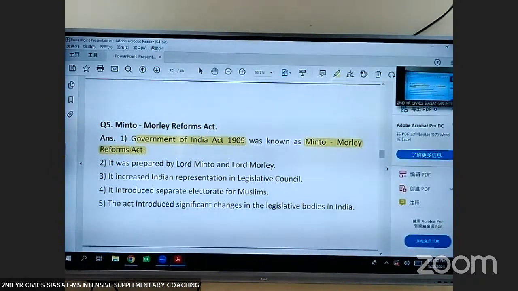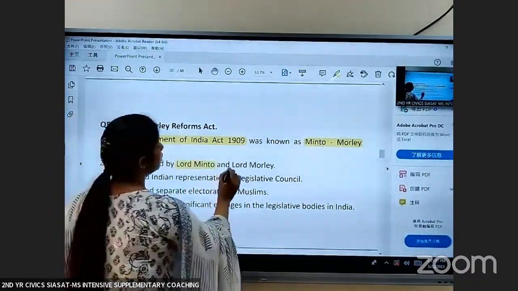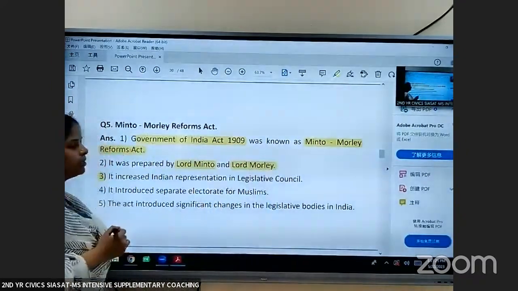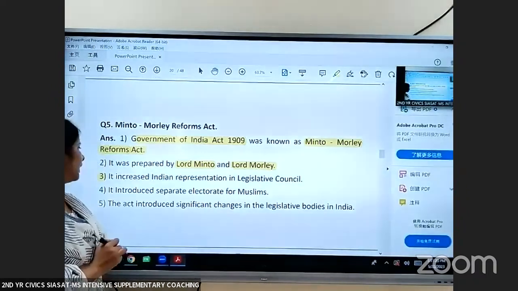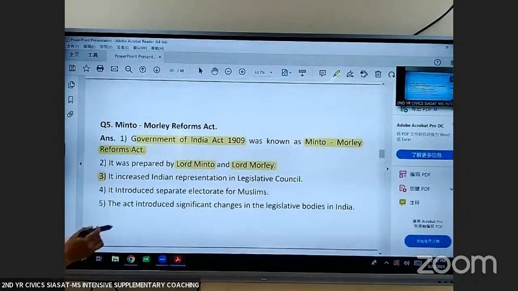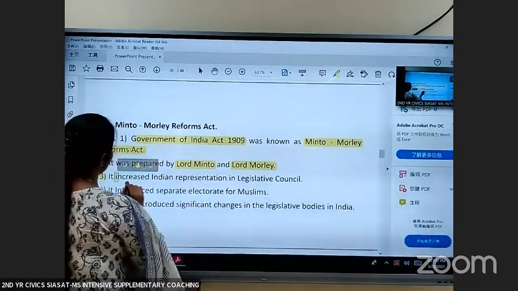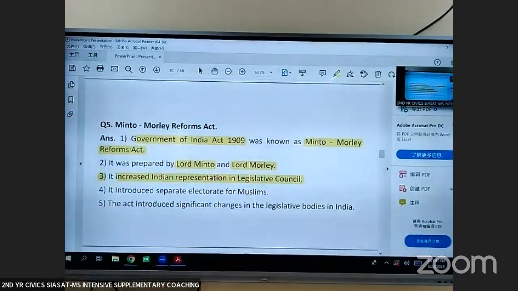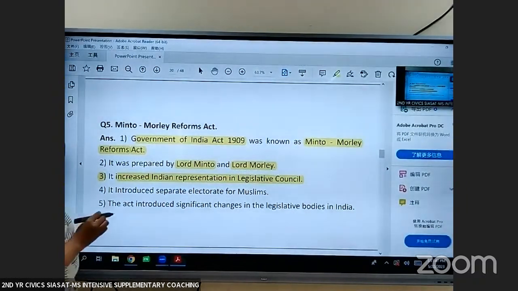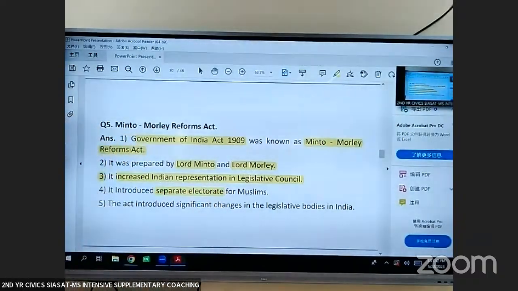Why do we call it the Minto-Morley Reforms Act? Because it was prepared by Lord Minto and Lord Morley. Lord Minto was the Viceroy, and Lord Morley was the Secretary of State for India. Through this act, they increased representation of Indians in the Legislative Council, that is the second house. They also introduced separate electorates for Muslims.